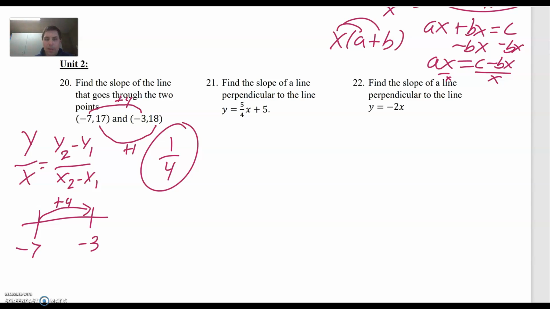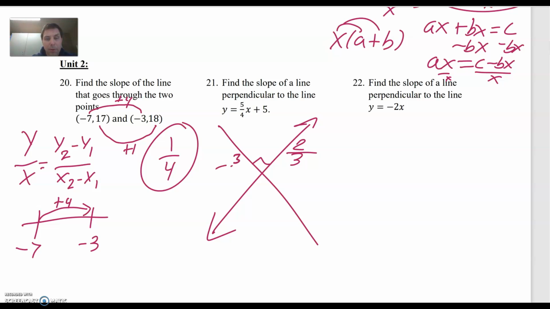Okay. So now moving on, 21 says find the slope of the line perpendicular to the line. Remember, perpendicular means that they intersect at a 90-degree angle, and the idea is if this slope is 2/3, meaning it's positive, up 2 and over 3, the other one would have the same numbers, but it would be the opposite direction, so it would be negative. And then the numbers here would flip to be 3 over 2. So we call it the opposite reciprocal. Opposite because it's going the opposite direction of the other line, and then reciprocal is we flip the slope.